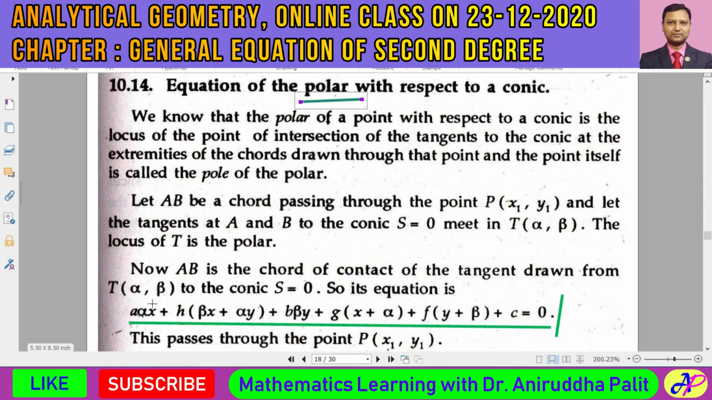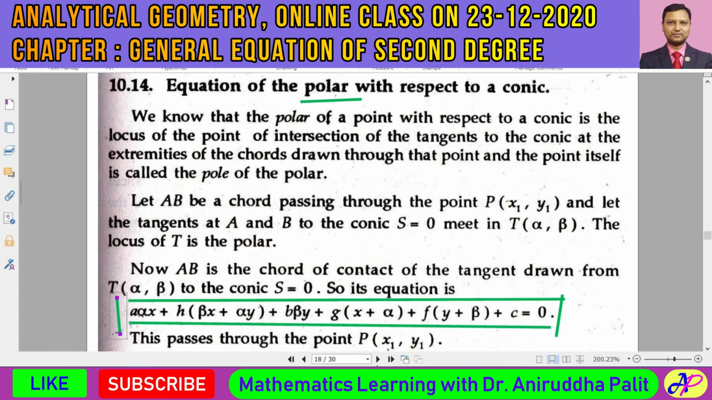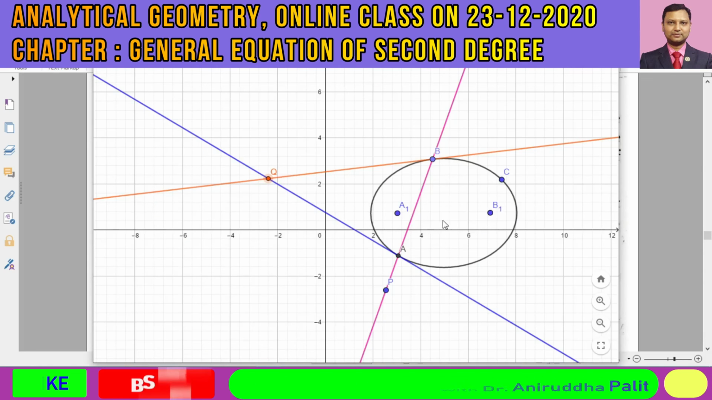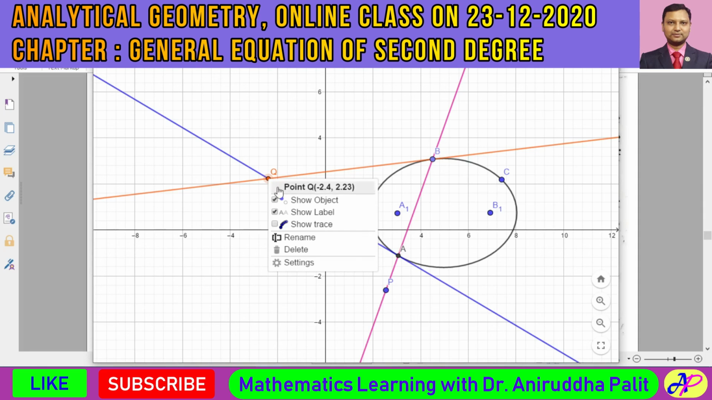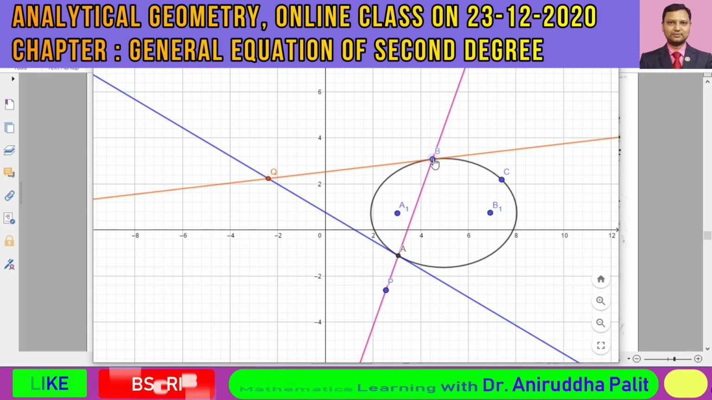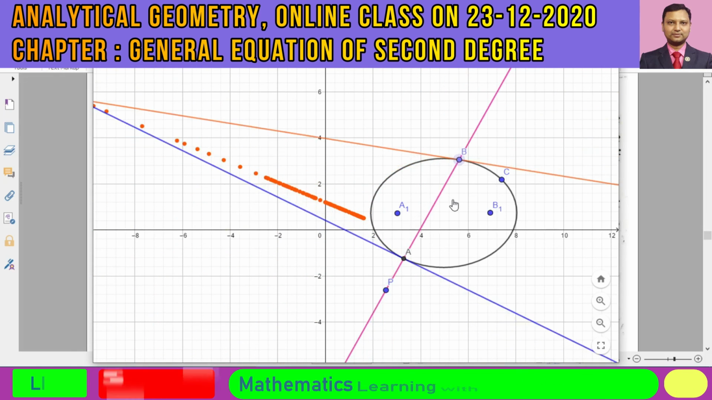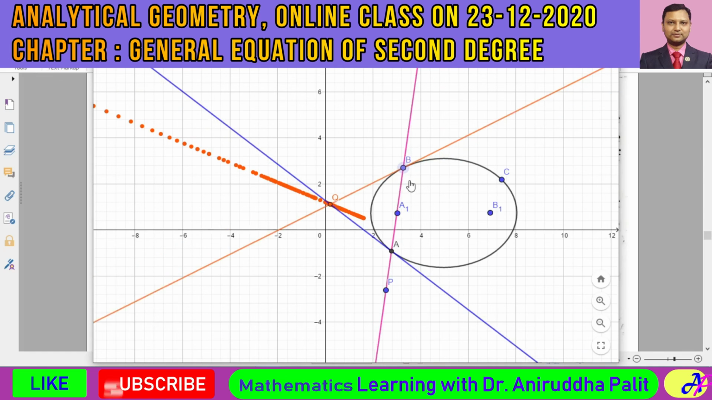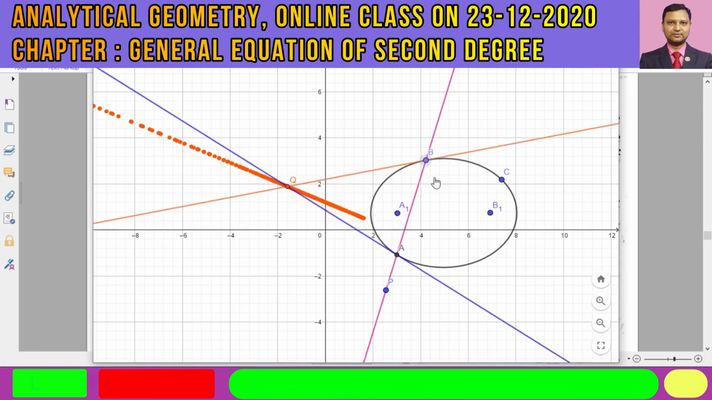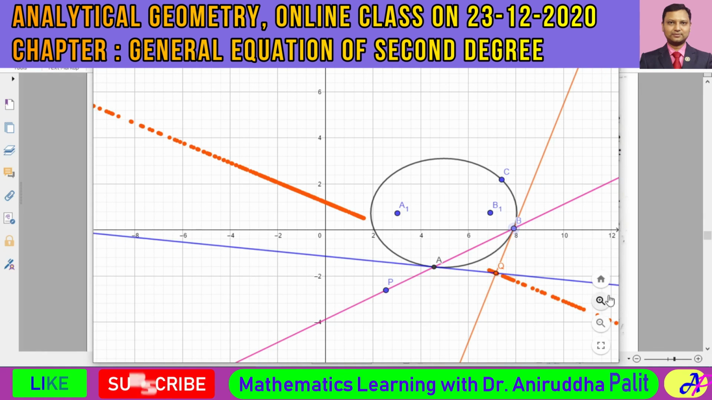You will get an equation of the polar that would be the equation of a straight line. Over here I am not going to show that this is a straight line, I am just showing it pictorially. Let me show you the locus of this point Q. I am changing the point B, very slowly. Observe the locus of the point Q. Ultimately you will get this kind of straight line.